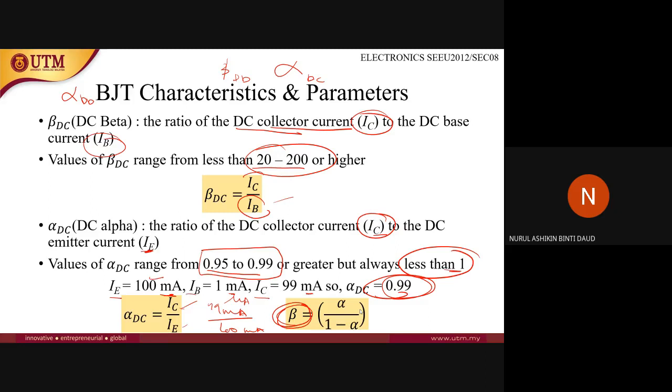Okay, so what is the function of beta DC and alpha DC? Beta DC and alpha DC are used to analyze the BJT circuit. For you to analyze the performance of the BJT, you have to calculate the beta and alpha. So it is used for you to measure the BJT circuit characteristics.